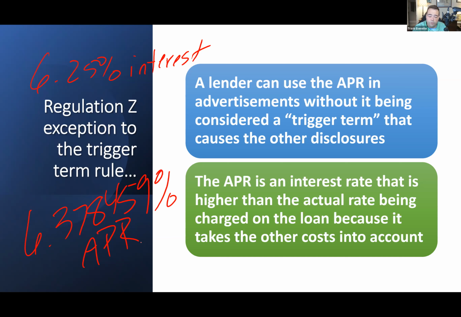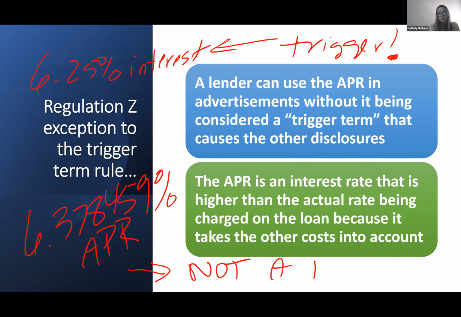So if you see 6.25% interest, is that a trigger term? Yes. And you got to do the other disclosures. If you see 6.387459% APR, what do you think? No, that's not a trigger term. The idea here is it's all built into that number. It's sort of like that total cash to closing number on the closing disclosure. Everything's already part of it, so you don't need to be told anything else. I don't know that you'd see that on a test, but I just want to make sure you're aware of it.